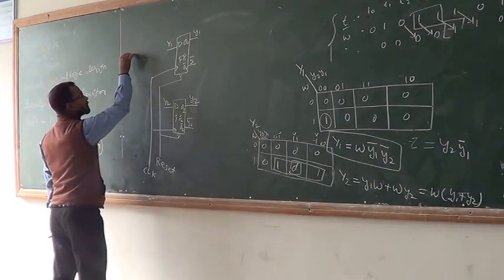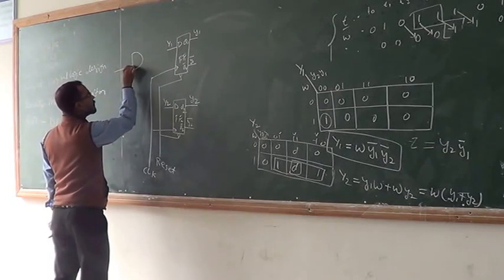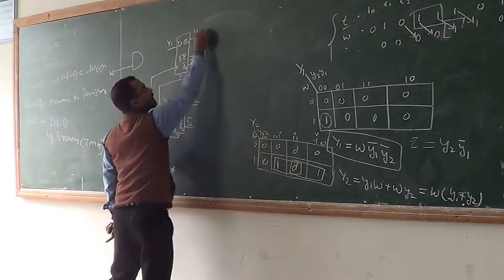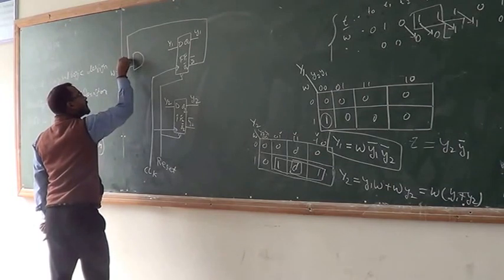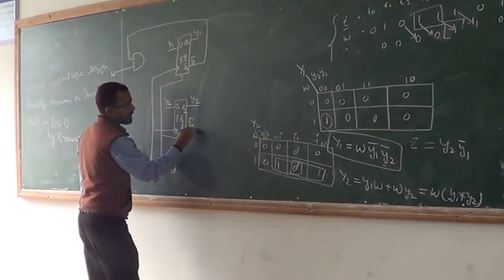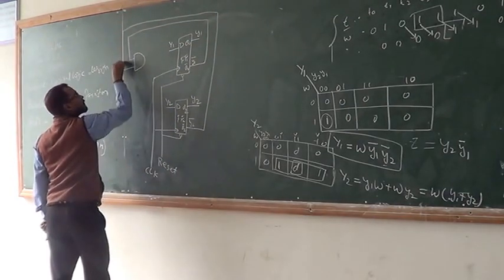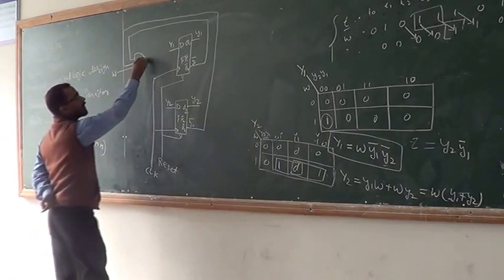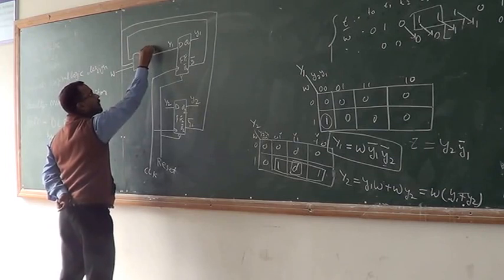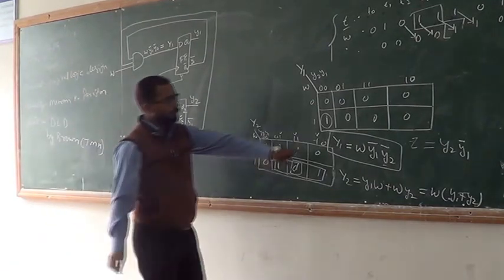Now we design an AND gate. This is an AND gate. Okay, W is an input, and y1 bar is here. This is y1 bar, and the next one is y2 bar. Here is y2 bar. Okay, and this is y2. That means here what comes? W, y1 bar and y2 bar, and this is equal to y1.